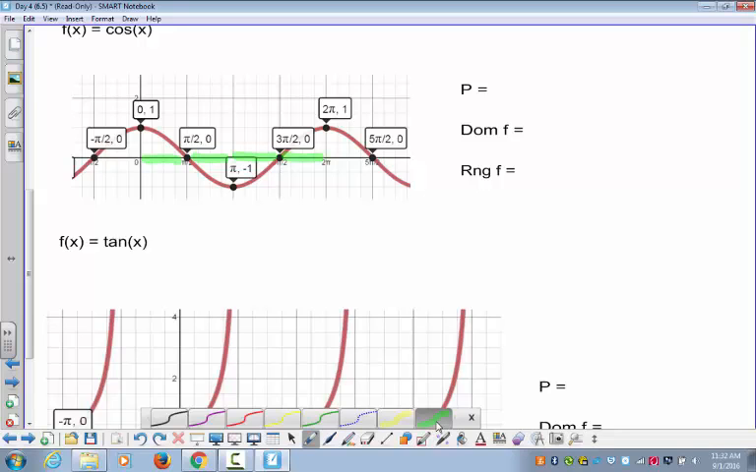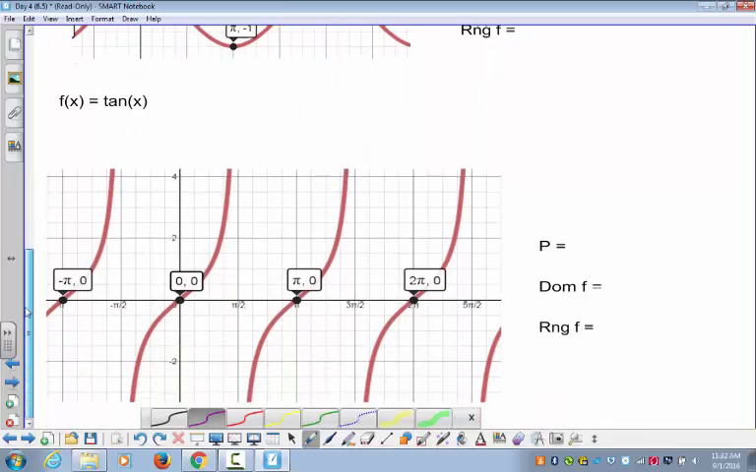Period is the same. This period is 2 pi. The cosine function repeats itself every 2 pi radians. If you're thinking about a unit circle, as you go around the unit circle, that's 2 pi, and then the cosine values start over. Every 2 pi, every revolution of the unit circle, you'll get your values to repeat.